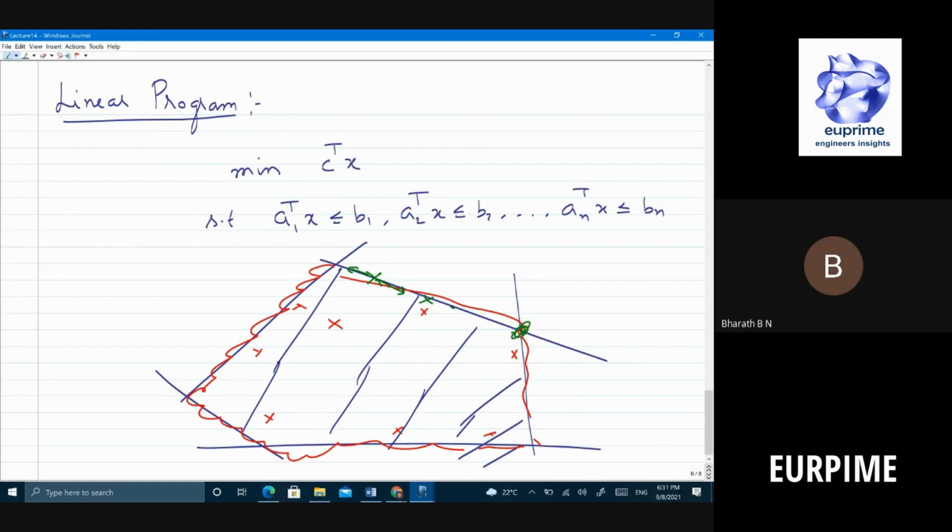So what are the possible points? These points are called extremal points. Only these points can be the solution. Well, which one, you have to figure out, right? So you have to come up with an algorithm.